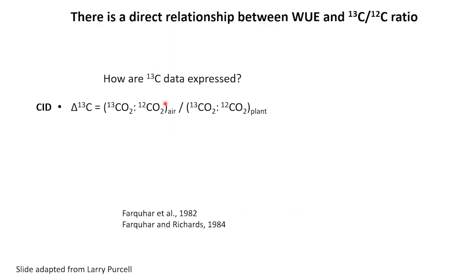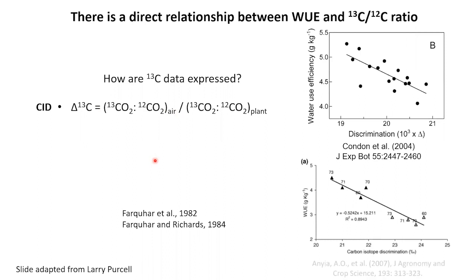Well, there was a pioneer in the field, Farquhar et al., Farquhar, and he did a number of studies back in the 80s. And he focused on this term called carbon isotope discrimination, which is really an expression of the difference between the ratio in air versus the ratio in plants. So this has been proven many times in many different crop species to be inversely correlated with water use efficiency. The more discrimination, the lower the water use efficiency; the lower the discrimination, the higher the water use efficiency.